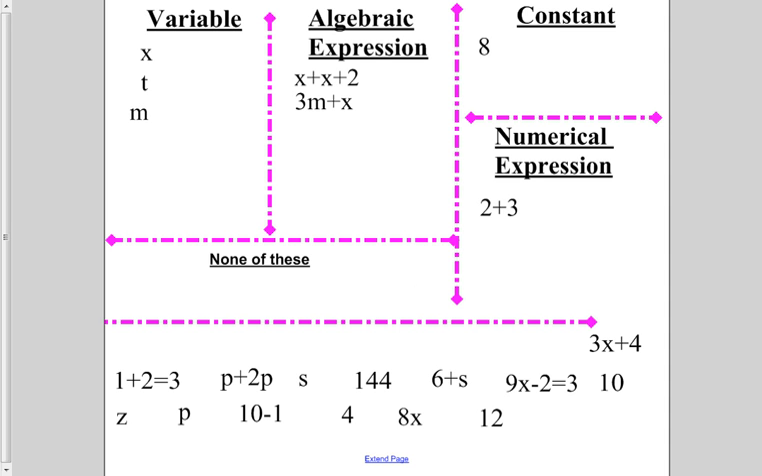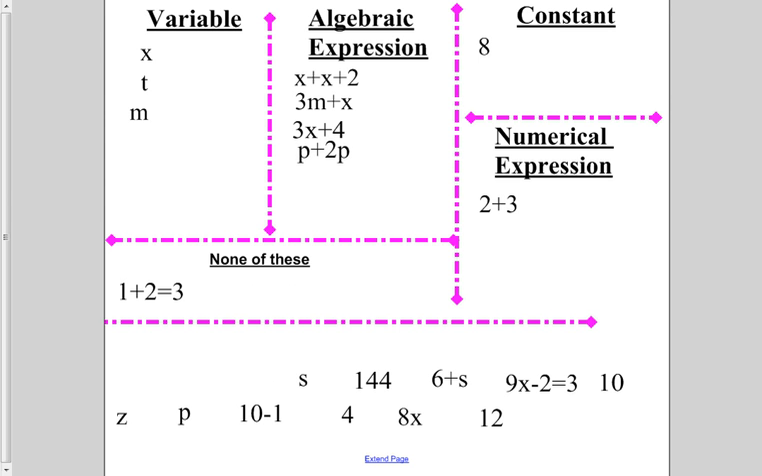2 plus 3 is a numerical expression, no equal sign, but it's just numbers, there aren't any variables. 3x plus 4 is an algebraic expression. 1 plus 2 equals 3. Now this is not just a variable, it's not just a constant, and it's not an expression because there is an equal sign. So we're going to put this in the none of these category.